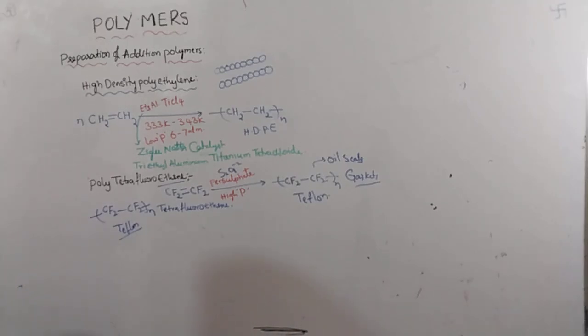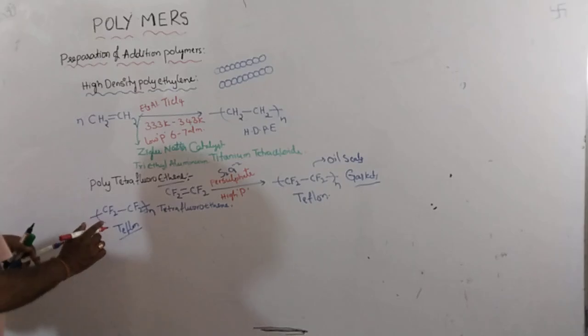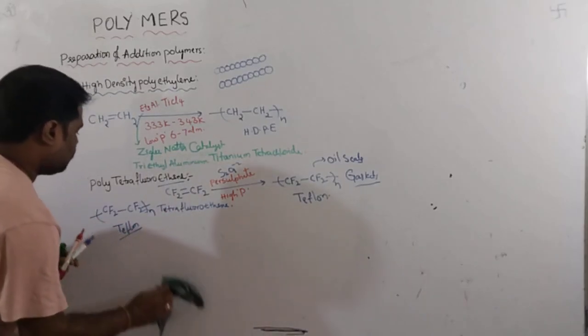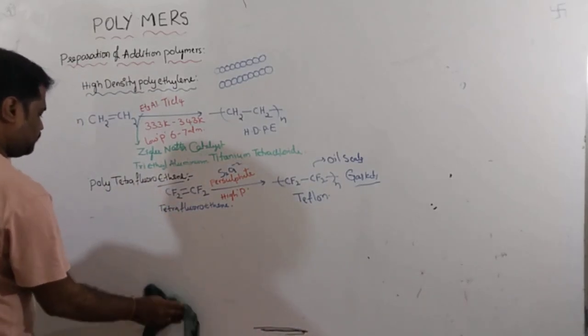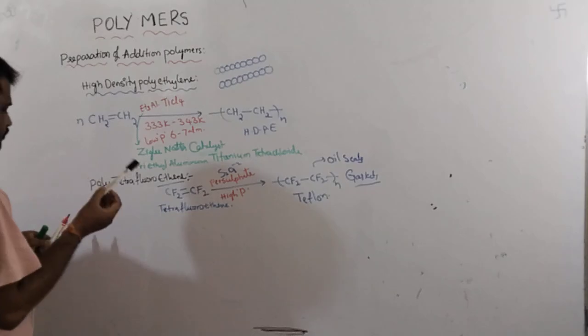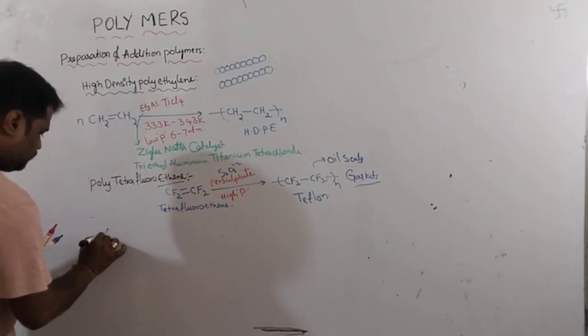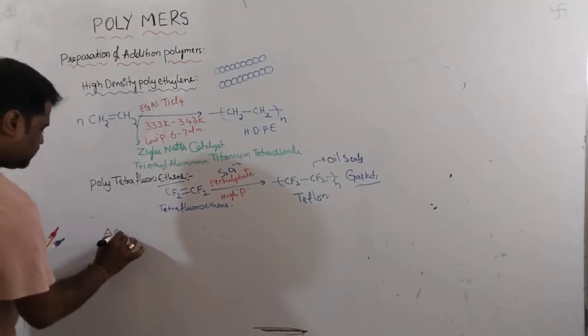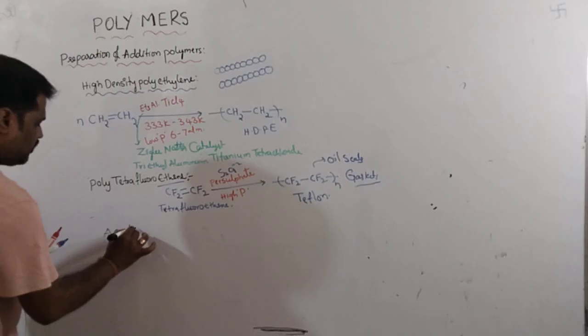Another one is acrylonitrile. Another addition polymer is acrylonitrile.